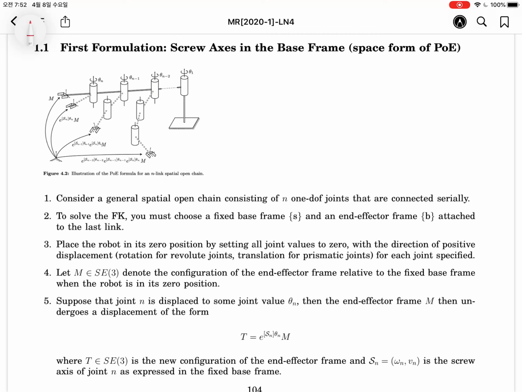Okay, the first formulation is about the screw axis in the base frame. Actually, it has a short name, the space form of the POE. Okay, let's consider this fixed coordinate and the end effector frame. See here, this is denoted by P. Okay, to consider the general serial chain, open chain.